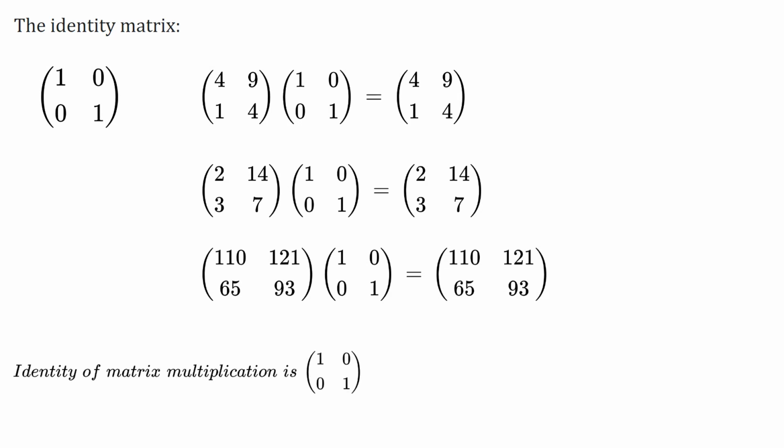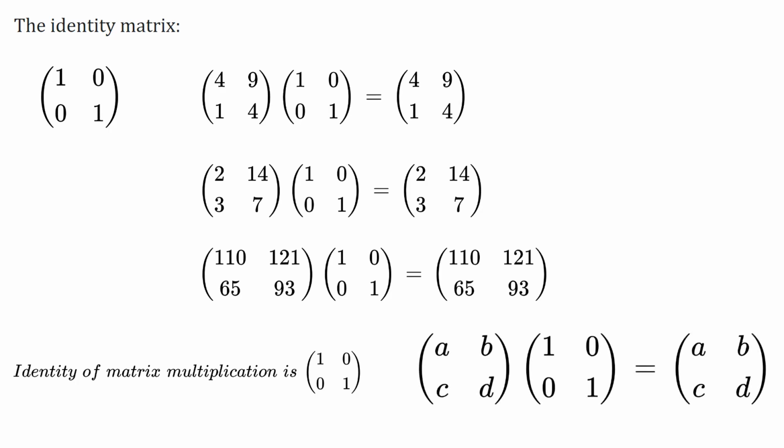So you can write it more generally as A, B, C, D multiplied by 1, 0, 0, 1, which is the identity, equals A, B, C, D.